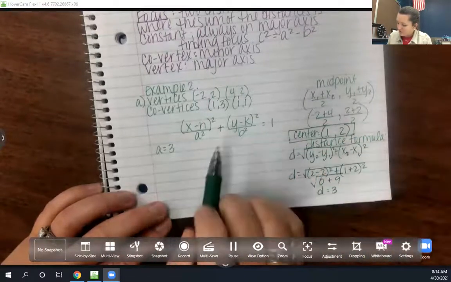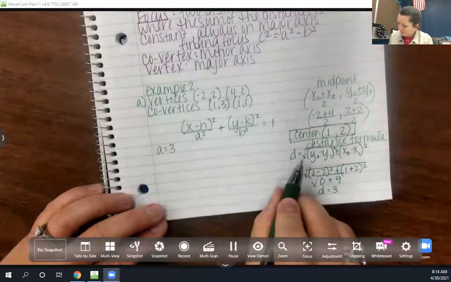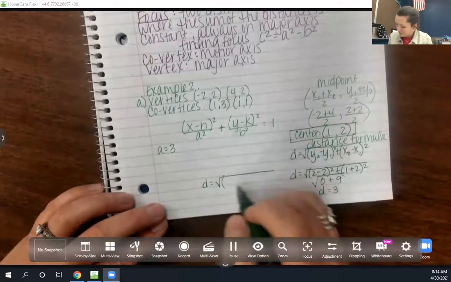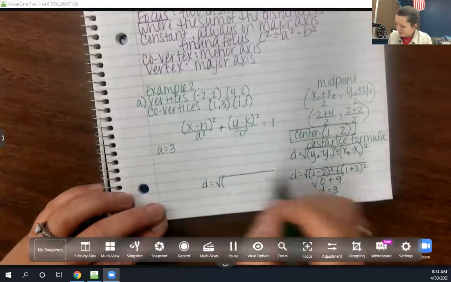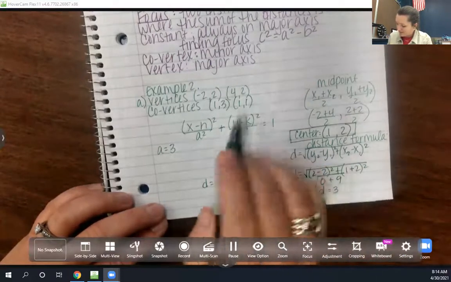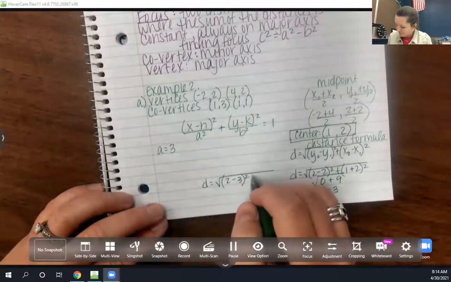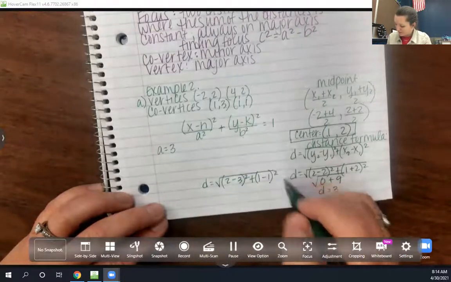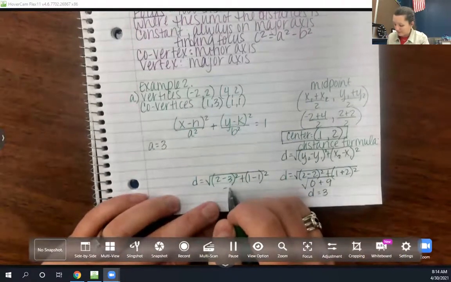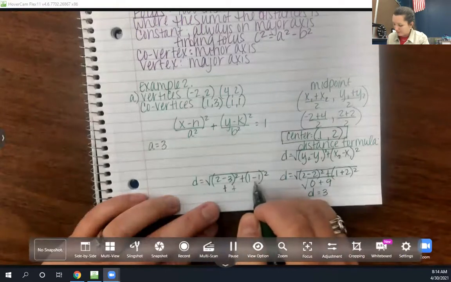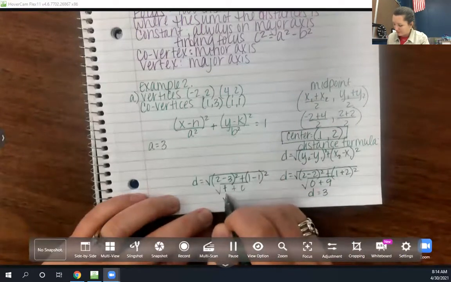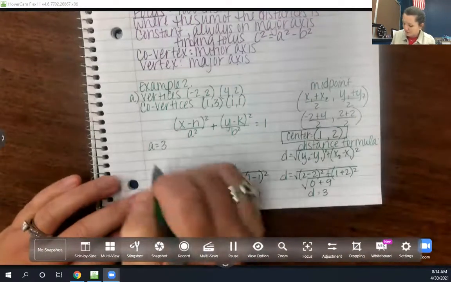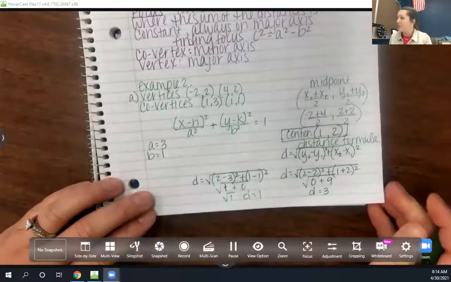From my center to my co-vertex here, we're going to follow the same distance formula. So distance equals the square root. This is kind of messy, I apologize. Y value 2 minus 3 squared plus 1 minus 1 squared. 2 minus 3 is -1 squared is just 1, and then 1 minus 1 is 0. So I have the square root of 1, which is just 1, so your distance there is 1. So B is 1.